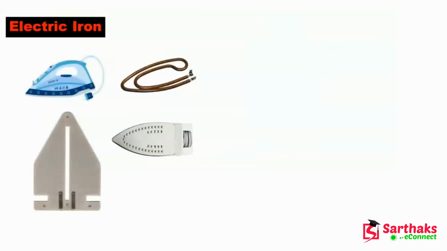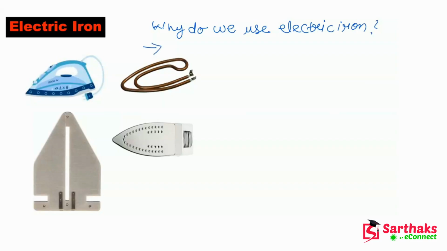Now, after understanding this, let's talk about the electric iron. What happens in an electric iron? Why do we use an electric iron? Basically, we use an electric iron to iron our clothes. This is a very basic question, which we all know the answer to.